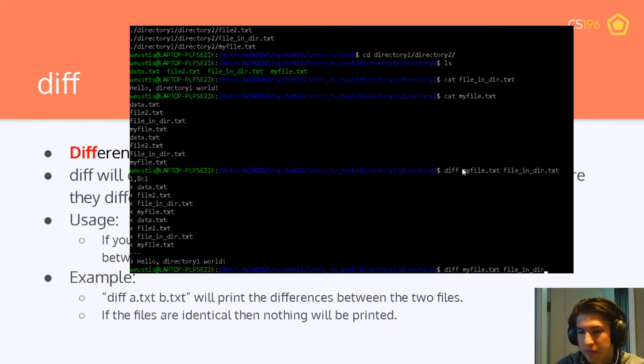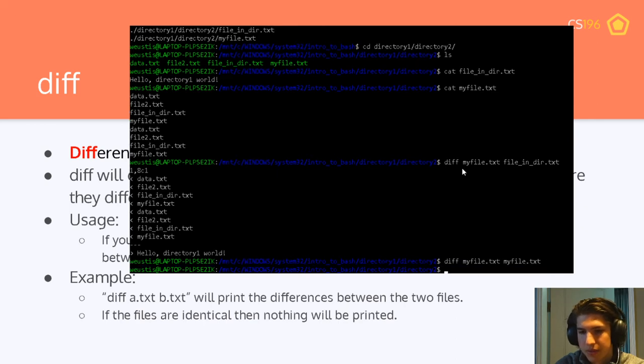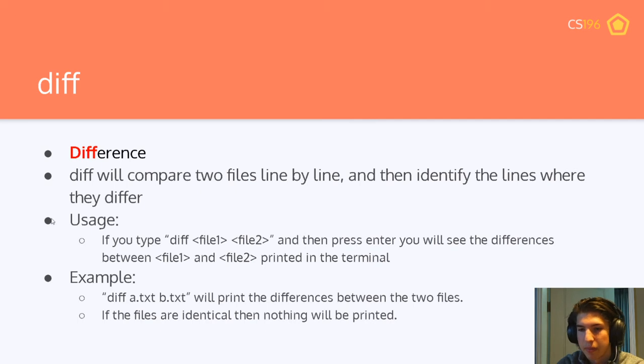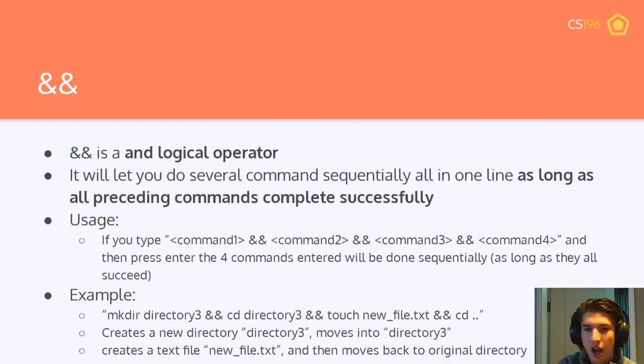Now, if we do the same file twice, nothing is printed because there's no difference between a file and itself. Diff is a good tool for a lot of stuff. You guys are going to be learning about Git in the next couple lectures. The core idea of Git is using this diff tool, so it can be very useful in that sense. Now we're going to be learning about some logical operators.